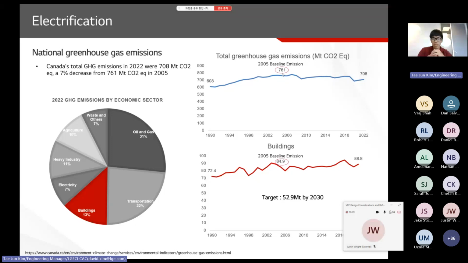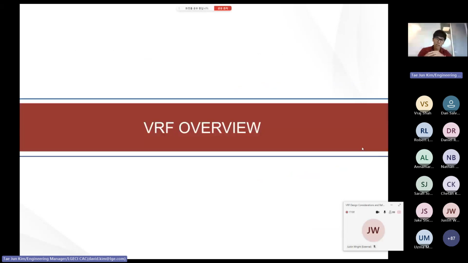However, if you look into the building sector, which covers around 13% of overall greenhouse gas emission, we are actually increasing in comparison to 2005. Our target given by the 2030 emission reduction plan was to reduce by 37%, which is 52.9 megatons by 2030. But we have actually increased in comparison to 2005. We're sitting at 88.8, which means we have a lot of work to do in reducing the greenhouse gas emission. And that's where the VRF comes in.